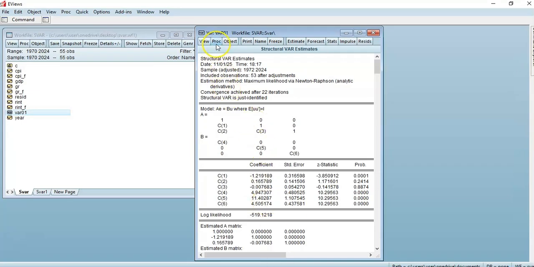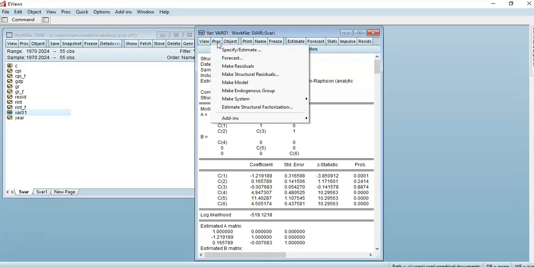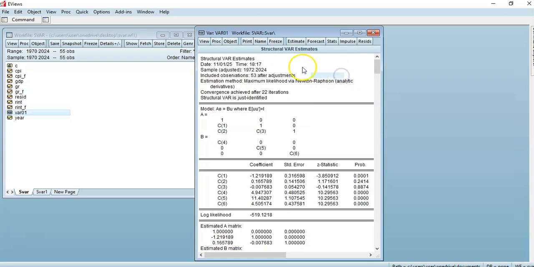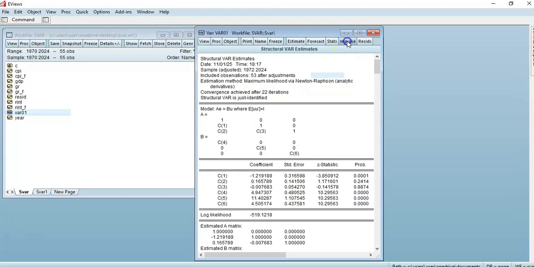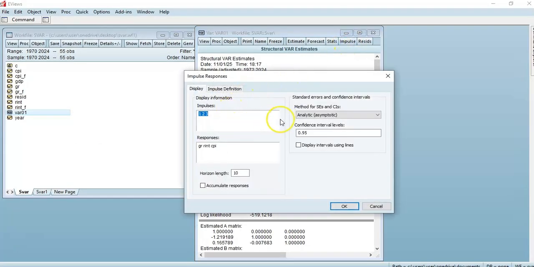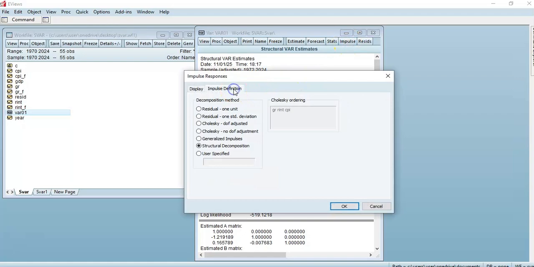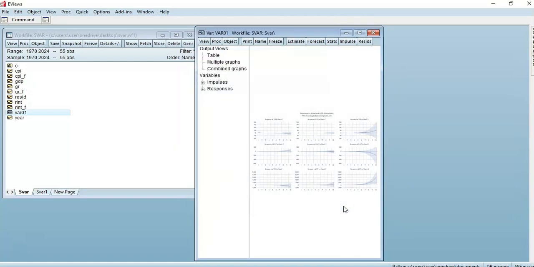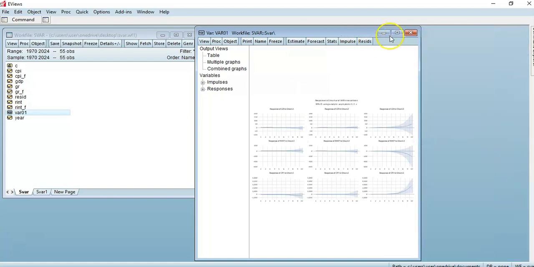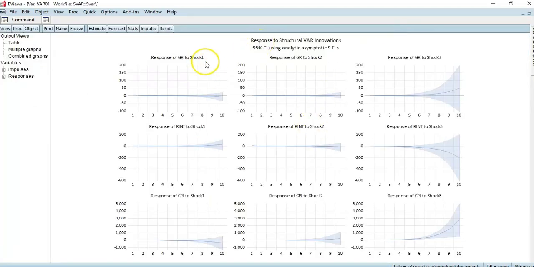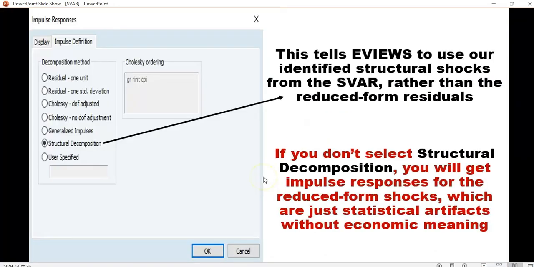Then we click on impulse. We check the impulse definition. You have to click the structural decomposition, very important. Then we click OK. Now this is the impulse response of the structural VAR. So let's have an expanded view of this.